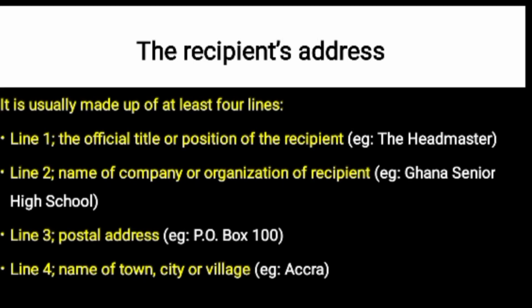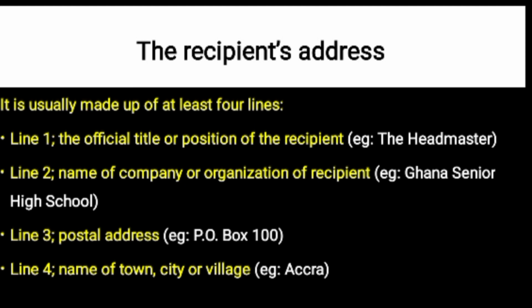The recipient's address is usually made up of at least 4 lines. This implies that the recipient's address should not be less than 4 lines, but it could be more than 4 lines. The first line contains the official title or position of the recipient. For example, the headmaster. If you are asked to write a letter to the headmaster, then the official position of the recipient is the headmaster.